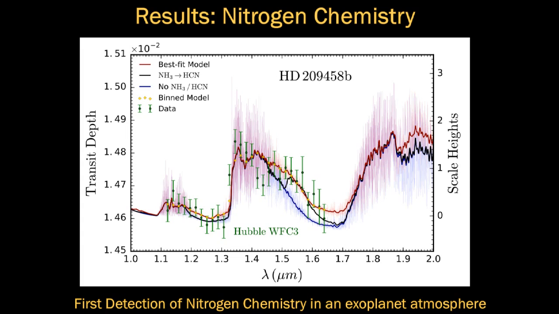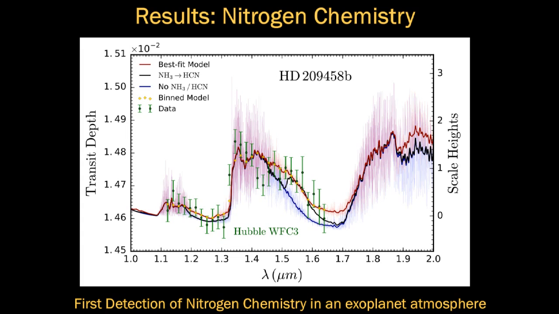And this was incredibly exciting because there hasn't actually been any definitive evidence of any molecule containing nitrogen in an exoplanet atmosphere to date. And actually, by computing the significance of this detection, we estimated it at least 3.7 sigma, meaning that this is a reasonably high confidence detection of nitrogen chemistry in an exoplanet atmosphere.